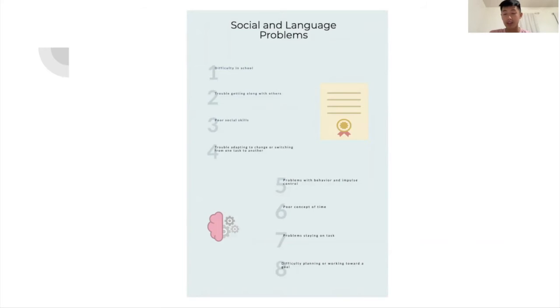Social, cognitive, and language problems are a pretty central part of fetal alcohol syndrome and diagnosing it. So we'll just start with social and language problems. Problems in functioning, coping, and interacting with others may include difficulty in school, trouble getting along with others, poor social skills, trouble adapting to change or switching from one task to another, problems with behavior and impulse control, poor concept of time, problems staying on task, and finally, difficulty planning or working toward a goal.